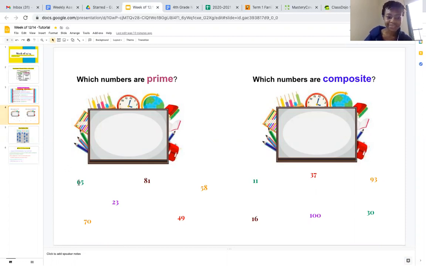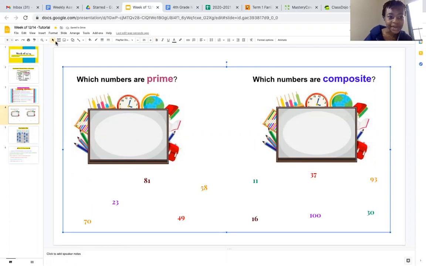So starting off with 65, just by looking at this, I know that 65 is composite because it ends in 5. If a number ends with 5, that means that 5 is definitely a factor of that number. So 5 times, I think it's 13. Yes, it is 13, because I know that 5 times 12 is 60. So let's add 5 to that. That gives us 13. So 65 is definitely composite.